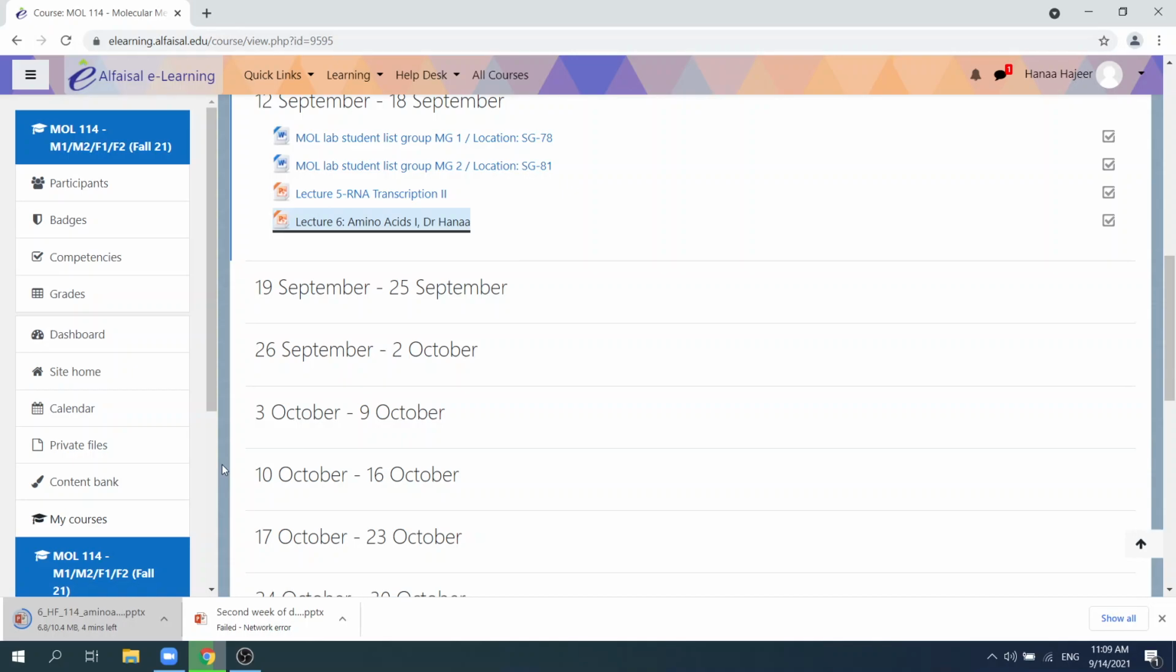Clear? So yes, you need to study the PowerPoint. The PowerPoint has all the knowledge that you need to study, but it's not enough to secure an A. To secure an A, you have to practice questions. Clear? Good. So while this is opening, which is taking forever, I will start talking about amino acids.